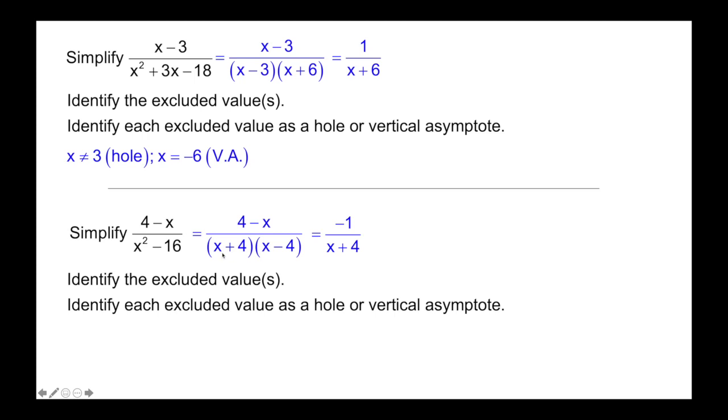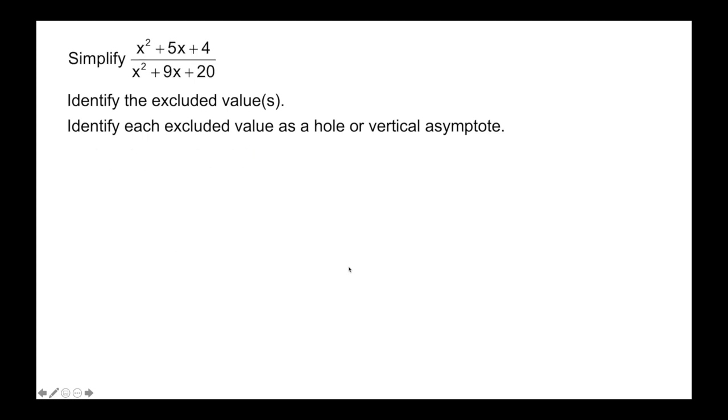This x plus 4, it didn't cancel. It needs to stay in the denominator. Now, as far as our excluded values, if I set this not equal to 0, I'd get -4. This one would give me +4. Those are my two excluded values. The one that comes from the canceled term is this one, and that gave us 4. So it's going to be a hole at 4 and a vertical asymptote at -4. Try this one.